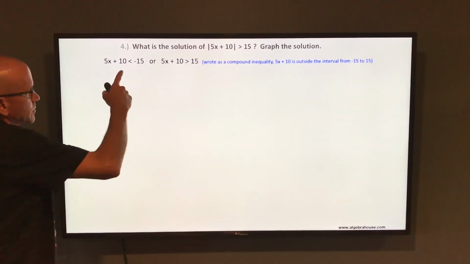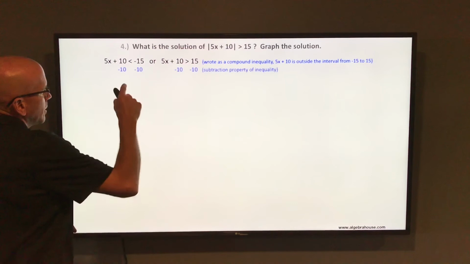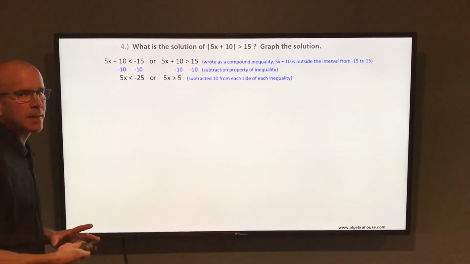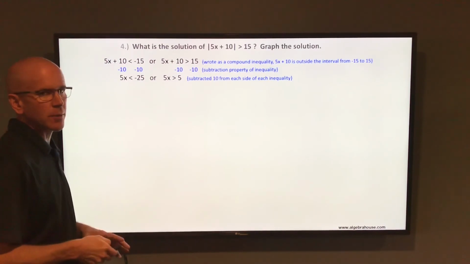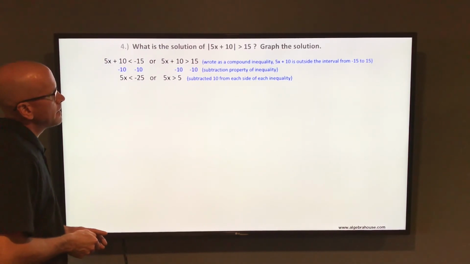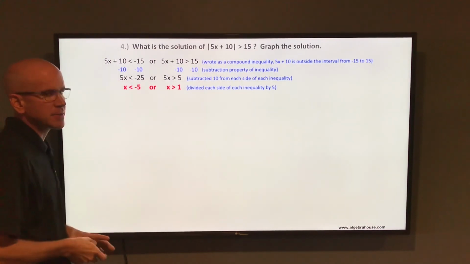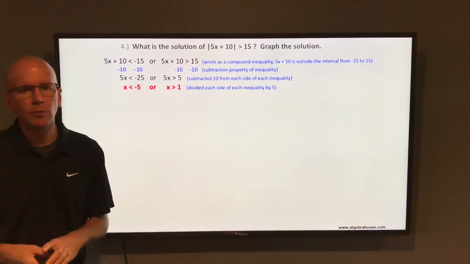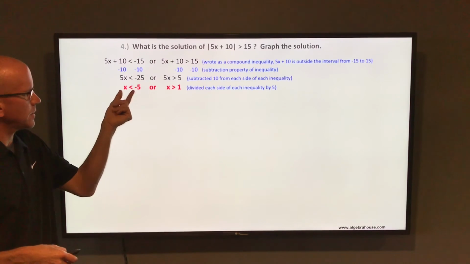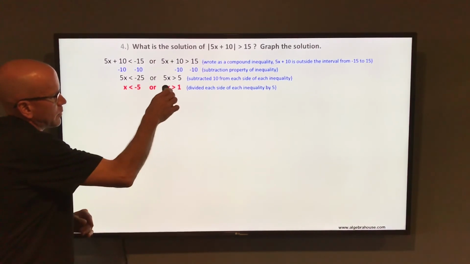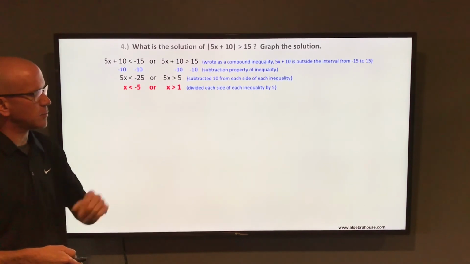So 5x plus 10 is less than negative 15. To solve that for x, we're going to subtract 10 from each side. We end up with 5x is less than negative 25. For the 5x plus 10 is greater than 15, subtract 10 from each side to get 5x is greater than 5. Divide each side by 5. You're not changing the inequality sign here. You're dividing by a positive. You only change the inequality sign when you're dividing or multiplying by a negative. So we're dividing by a positive. That doesn't change. It's x is less than negative 5. And that second one, divide each side by 5 to get x is greater than 1. So x is less than negative 5, or x is greater than 1.